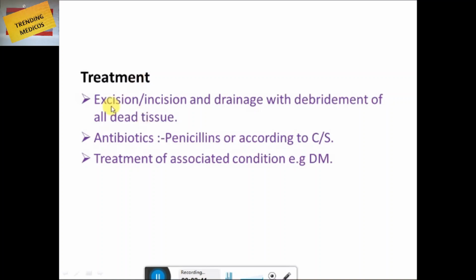Now the main treatment is excision of the carbuncle, or we can also do incision and drainage with the debridement of all that tissue. We give antibiotics, mainly penicillin groups, which can be changed later according to the culture sensitivity. And also the treatment of diabetes mellitus should definitely be considered.